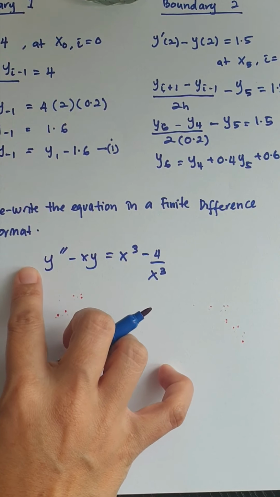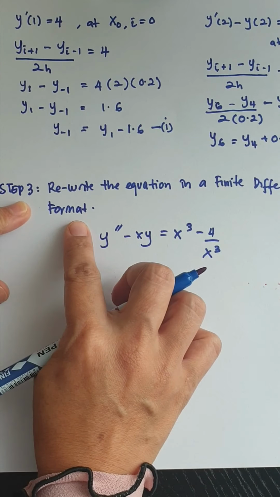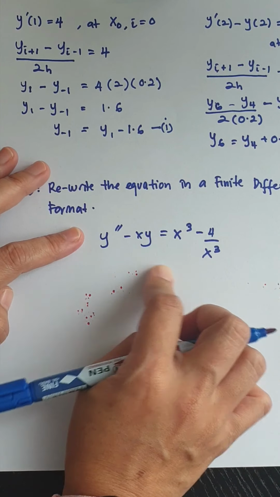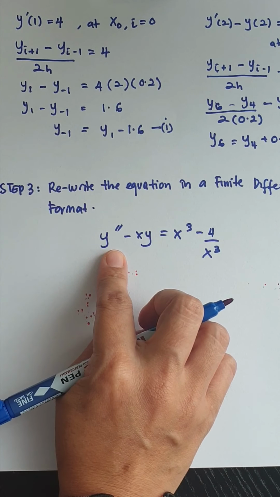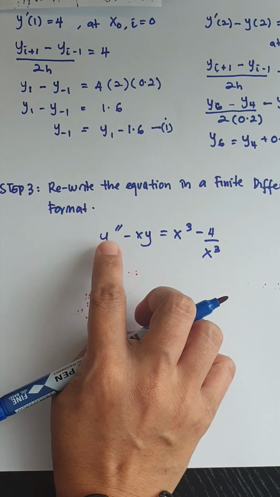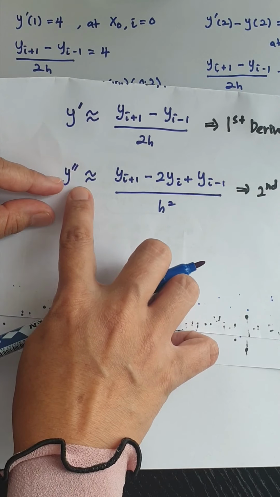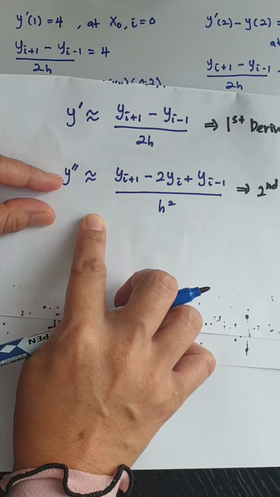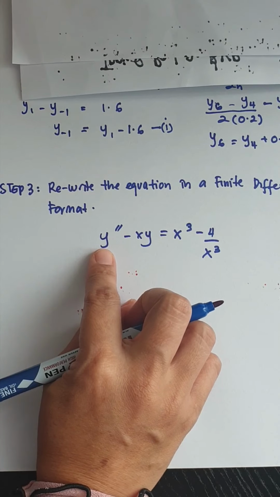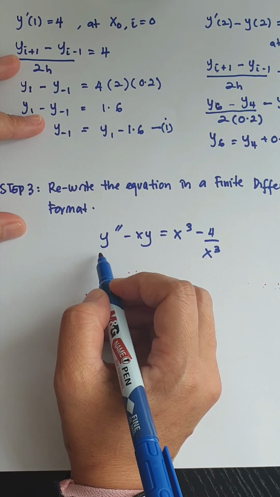Now we are at step 3. In this step 3, you have to rewrite the equation in a finite difference format. This is the equation given by the question. In a finite difference format, it means you have to change the second derivative of y, or the function, into this formula. This is the formula given by the textbook. So we just substitute the y double prime using the second derivative formula.